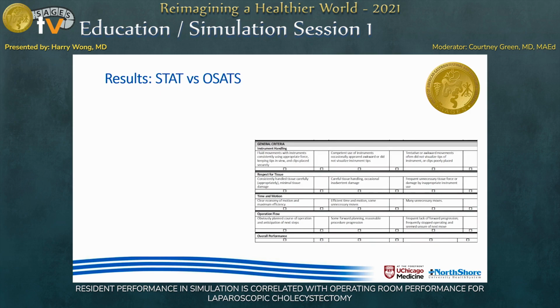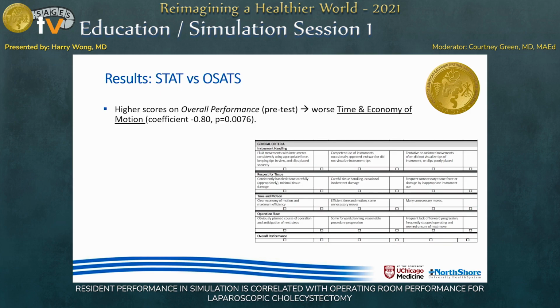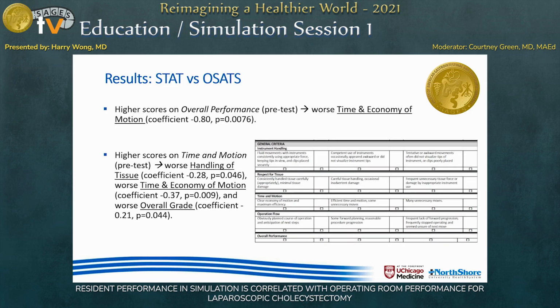However, we found something interesting looking at the STAT score versus the OSAT. We found that the higher score on overall performance on OSAT was actually associated with worse time and economy of motion on the STAT evaluation, meaning they did worse in the operating room. It was also on the pre-test, it was also associated with worse handling of tissue and worse time and economy of motion and worse overall grade. So this is kind of surprising to us.